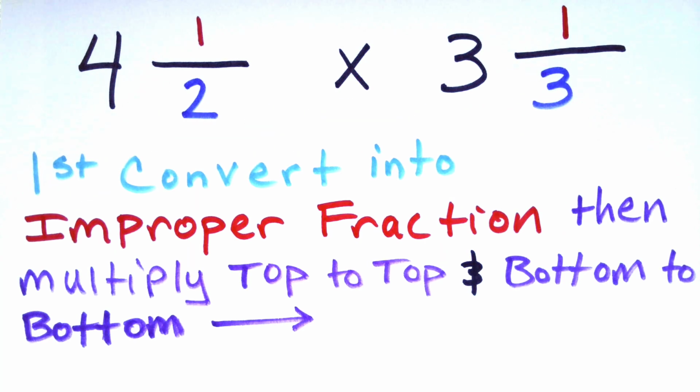Okay, the first step you want to take when you're multiplying with mixed fractions, and especially when you're dividing with mixed fractions, is to first convert each of them into an improper fraction. Convert them both into improper fractions. Then you can multiply top to top and bottom to bottom.